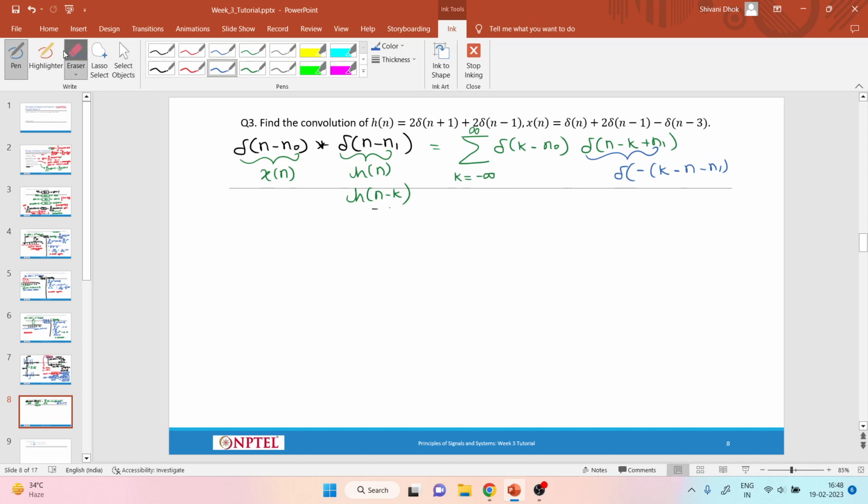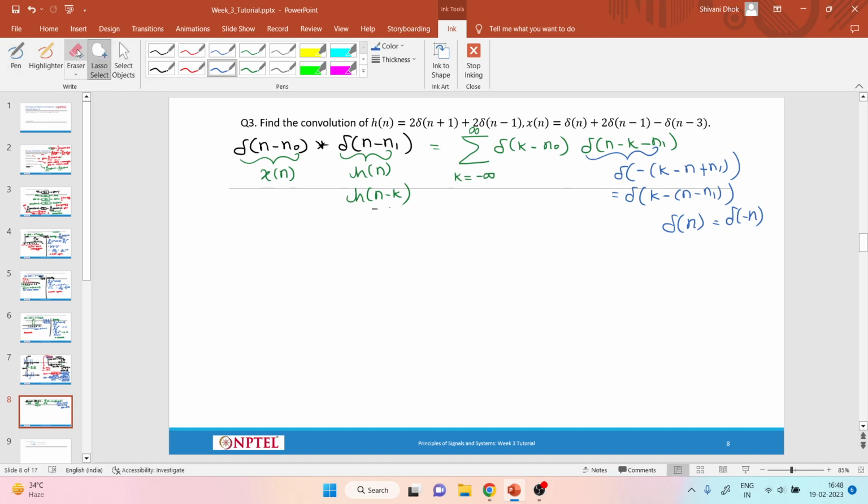Sorry, this is a minus sign here. And here I'll have plus. I'm just taking the negative sign outside. So this I can write as delta k minus n minus n1. This is coming from the fact that delta of n is equal to delta of minus n. So I'm using this fact and getting this expression here.